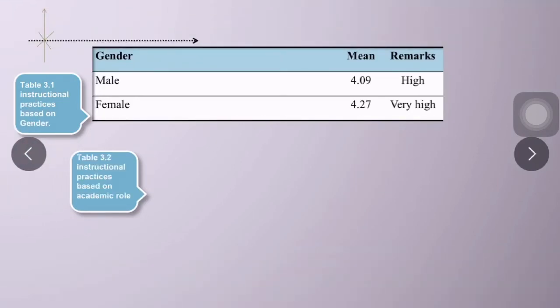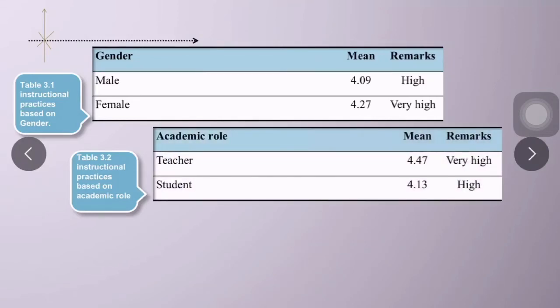Table 3.2 based on academic role. In academic role, Table 3.2 shows that teachers obtained very high remarks believing that they have included or integrated cultural diversity into their lesson. At the same time, the students got high remarks with a mean of 4.13, showing that teachers have included cultural diversity in their lesson as a context.